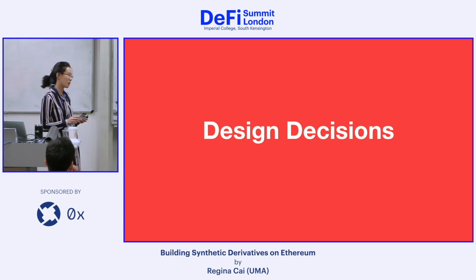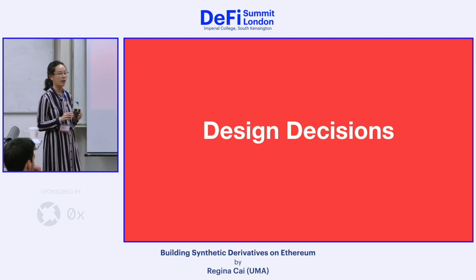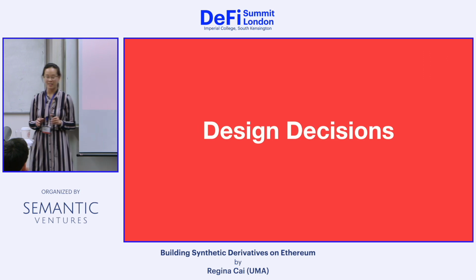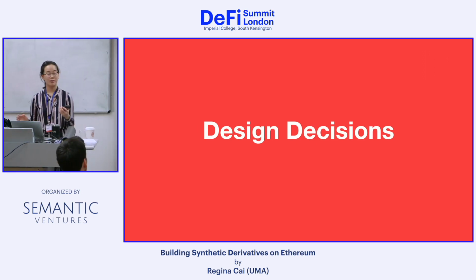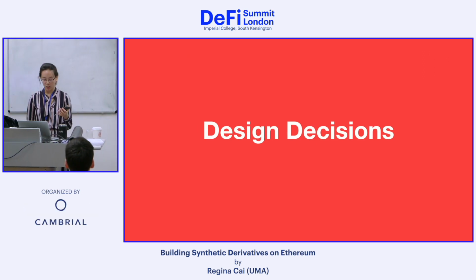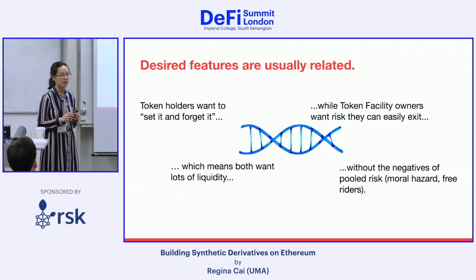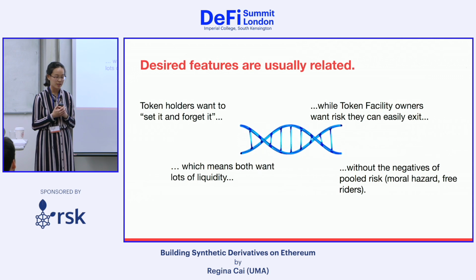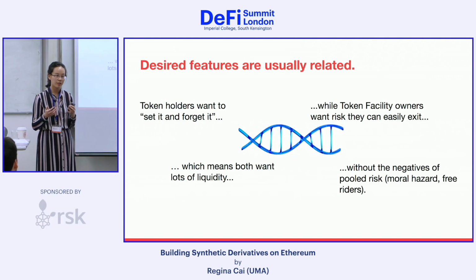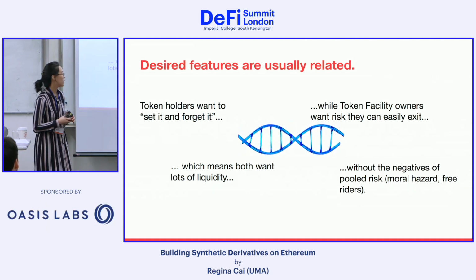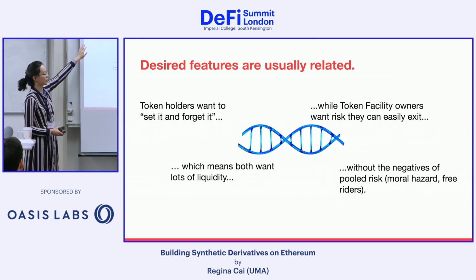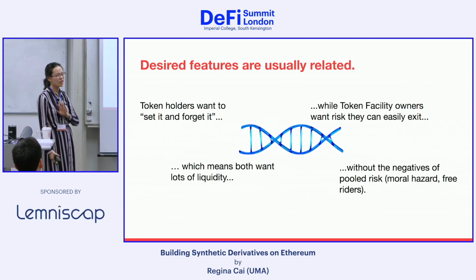Okay, so now I'm going to talk about some of the design decisions that went into creating this product. As I mentioned, I'm a financial engineer, so I had to think about a lot of the different features that people want in these kinds of products. And as I was thinking about this, we realized that there are a lot of features that are really intertwined. So for example, token holders, right? If they're buying the synthetic token, they just want to set it and forget it.